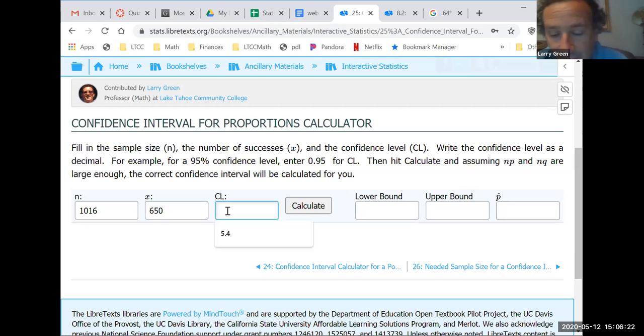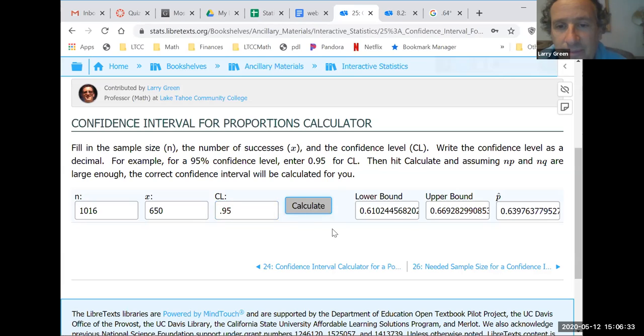And the confidence level is 0.95. That'll work. Any questions on this? Okay, and this gives us our lower and upper bound, which is, I'm gonna go two decimal places, 0.61 to 0.67. Any questions on that?